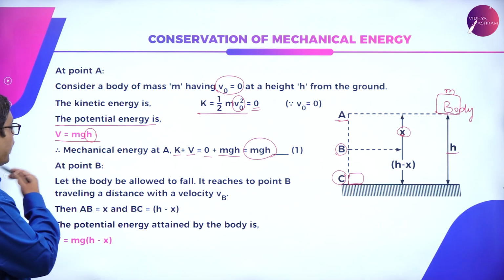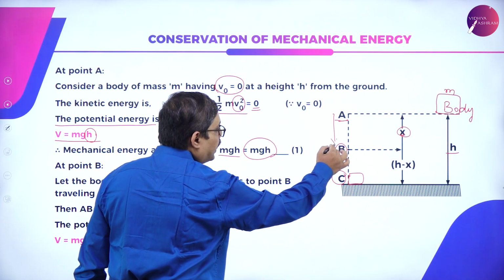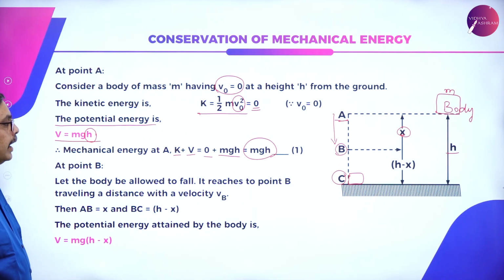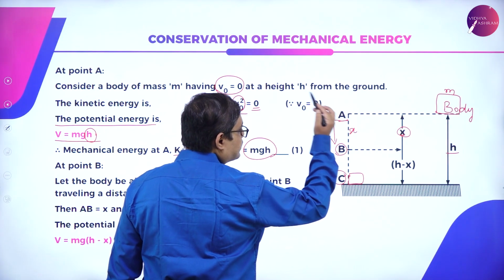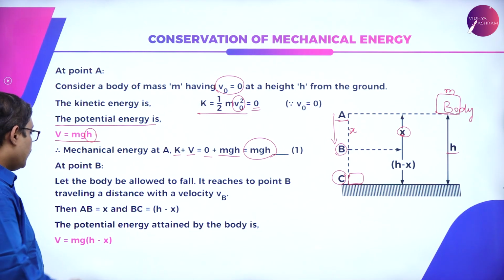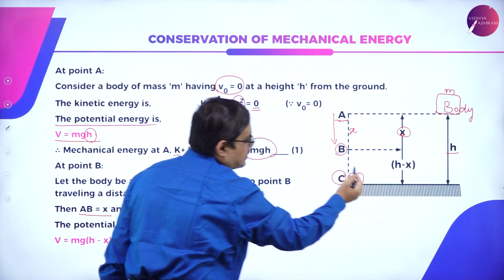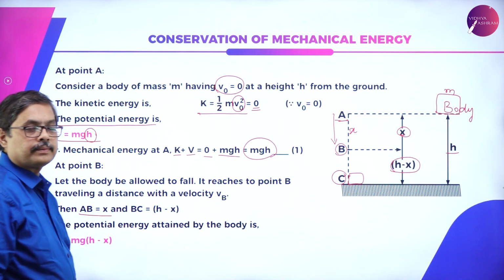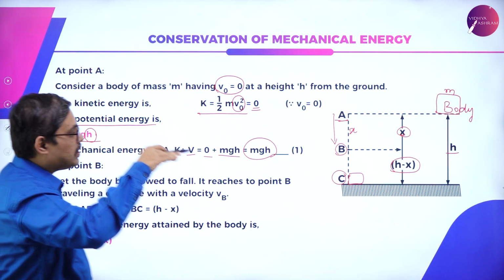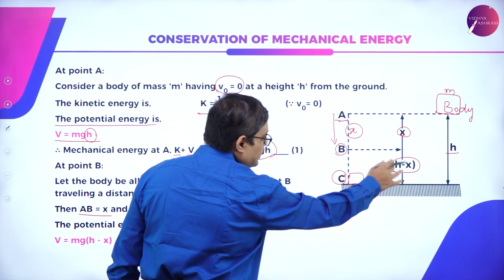Let us now come to point B. What happens at point B? Let the body be allowed to fall from A to B. It reaches point B traveling a distance with a velocity Vb. What is the distance traveled? The distance traveled is x. Then AB is equal to x. If AB is equal to x and the total distance is h, what is the distance between B and C? It is h minus x. The total height at point A was h. Between A and B, it has fallen down a distance of x. So the remaining distance is h minus x.